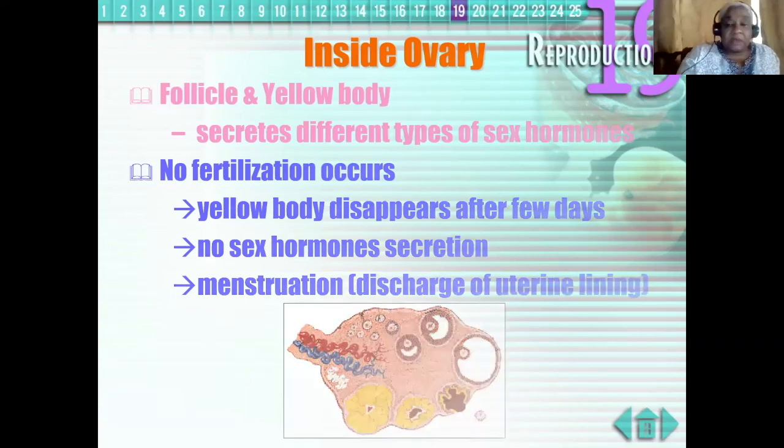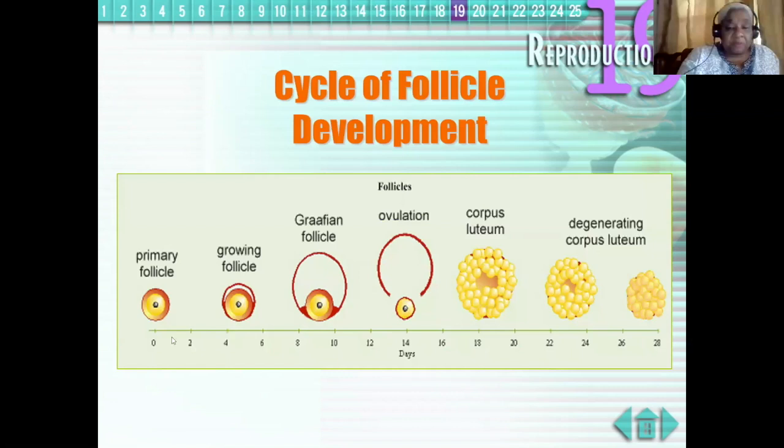So here we have your primary follicle, which you have from birth. Then it grows, and you get your Graafian follicle with your egg, and the Graafian follicle at ovulation releases the egg, and then your corpus luteum develops. If there's no fertilization, the corpus luteum degenerates or breaks down. I don't remember seeing this exact diagram by itself in an exam, but it has come as a part of a larger diagram.